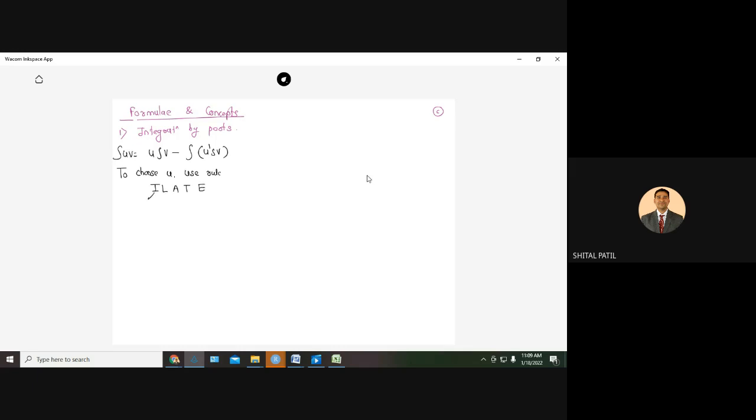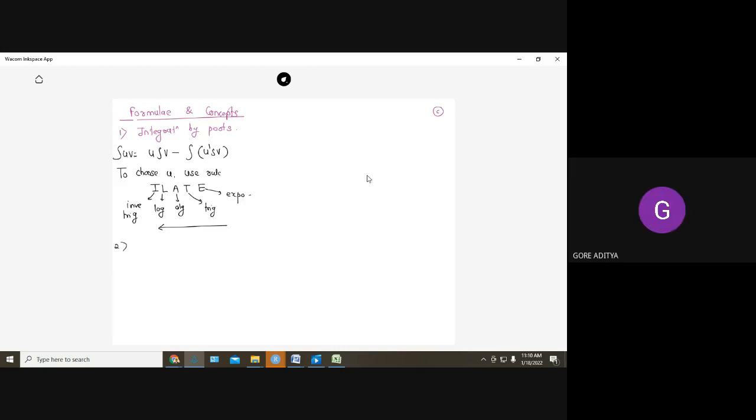I think everyone knows this: I is inverse trigonometric function, L is logarithmic function, A is algebraic function, T is trigonometric function, and E is the exponential function. I think the exponential function is the simplest function to be integrated. So the integration difficulty increases in this way.